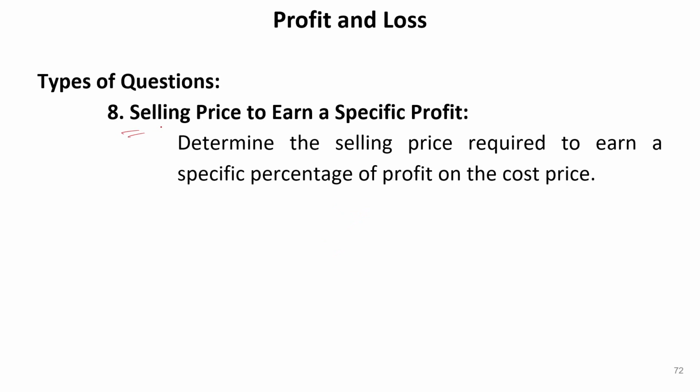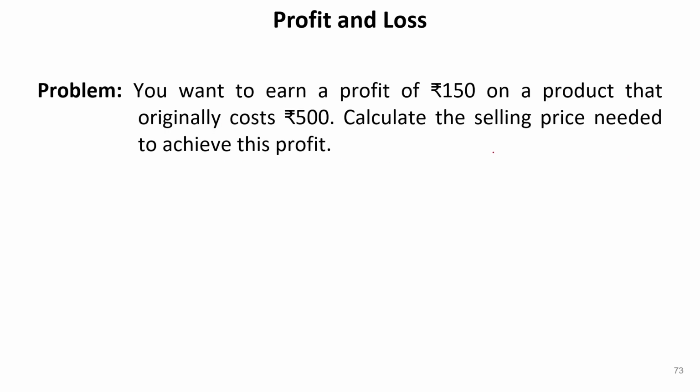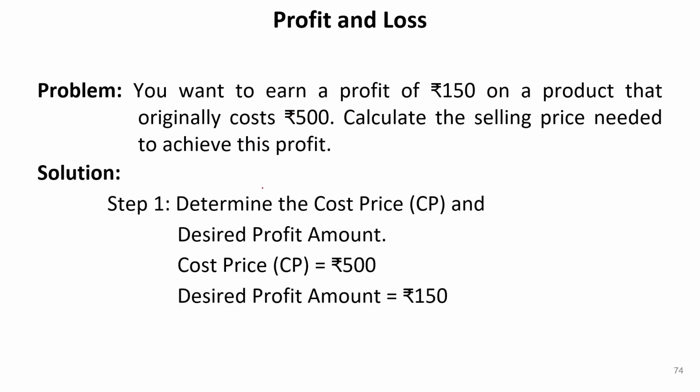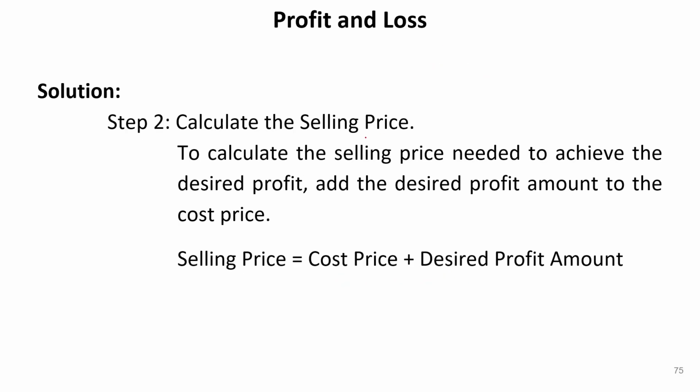So let's see the eighth kind of question: the selling price to earn a specific profit. Determine the selling price required to earn a specific percentage of profit on the cost price. So you want to earn a profit of 150 rupees on a product that originally costs 500 rupees. Calculate the selling price needed to achieve this profit. So determining the cost price: cost price is given as 500 and the desired profit amount is 150 rupees. That is what is asked of us.